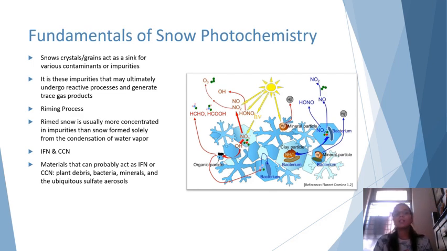Most of the mass of precipitating snow crystals is formed by condensation of water vapor onto ice-forming nuclei, or by the freezing of supercooled droplets onto growing ice crystals, a process which is called the riming process. Rime snow is usually more concentrated in impurities than snow formed solely from the condensation of water vapor. So these ice-forming nuclei are a source of impurities in snow crystals, and so are the cloud condensation nuclei that nucleate supercooled water droplets. Materials that can probably act as IFN or CCN are plant debris, bacteria, minerals, and so on.